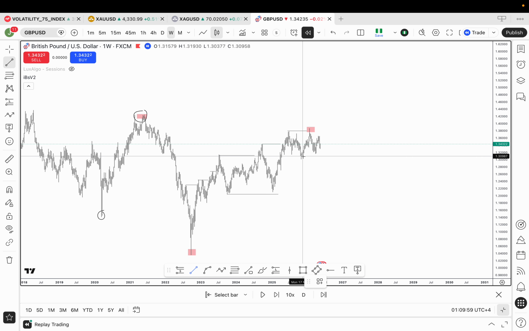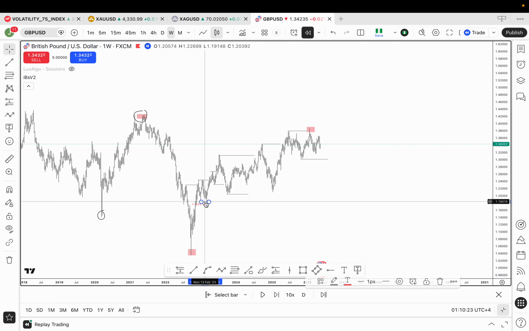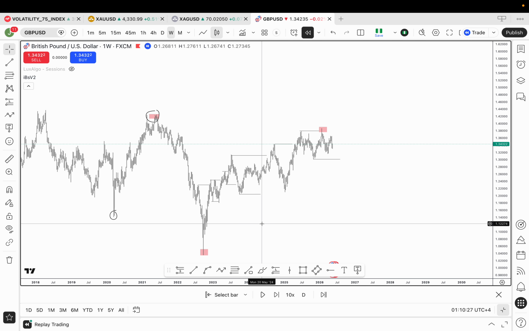So this low took out this high, then we have a new high. This low took out this high, okay? Then this low took out this high. Then finally we have what? This breaking to the downside, right? And this again broke to the downside. Okay, so now this is a very easy way.